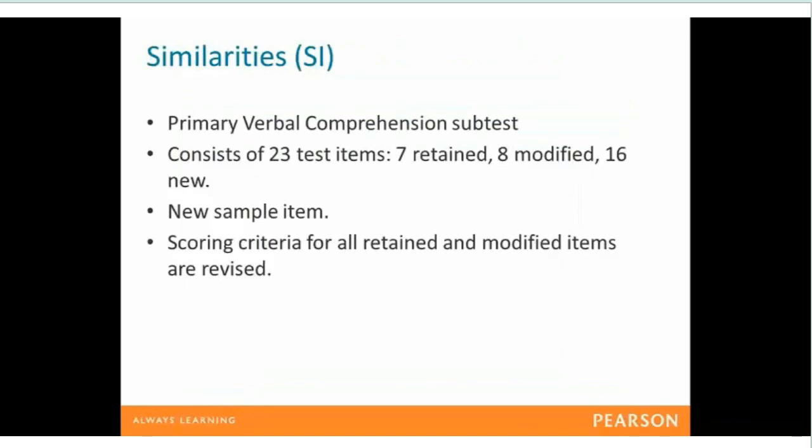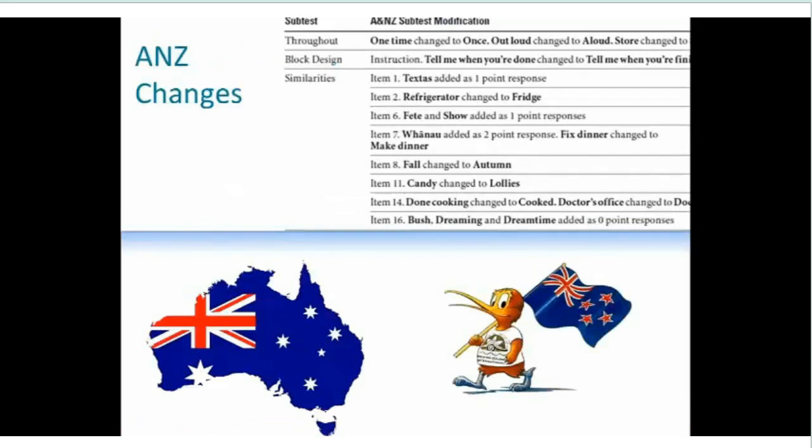Now, similarities is a primary verbal subtest. There's 23 test items. 7 of those have been retained, 8 changed, and 16 completely new. Now the verbal subtests, because they're more culturally loaded, of course, require a little bit more cultural adaptation. For example, you can see some terminology has been changed just to match more culturally relevant terminology and language. And you can see that some responses have been added in specifically for Australia and some specifically for New Zealand.